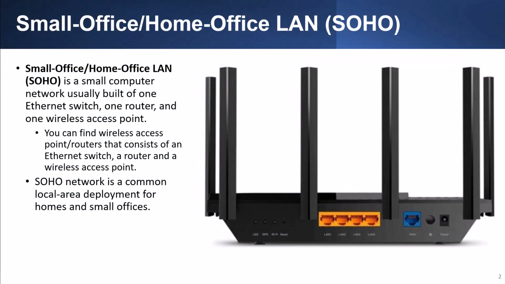Small Office Home Office LAN, or SOHO, is a small computer network usually built of one Ethernet switch, one router, and one wireless access point. You can find wireless access point/routers that consist of an Ethernet switch, a router, and a wireless access point. SOHO network is a common local area deployment for homes and small offices.